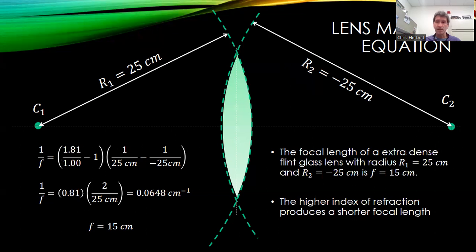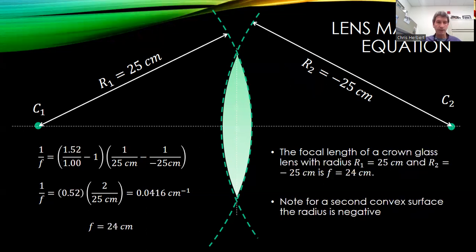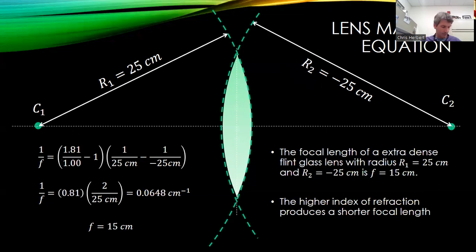Now, simply changing to extra dense flint glass at 1.81, we see that we go from a focal length of 24 centimeters down to a focal length of 15 centimeters. All that's changed here is this right here. Okay, the index of refraction was changed. We went from, again, an index of refraction of 1.52 to an index of refraction of 1.81.